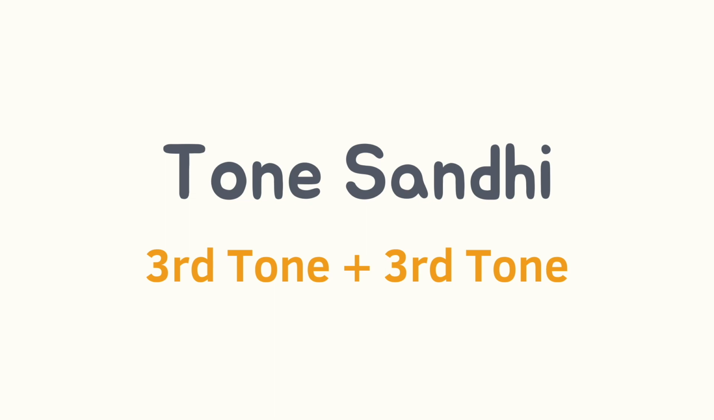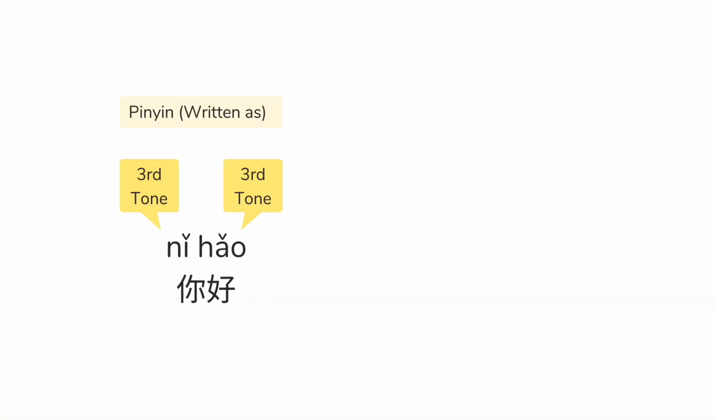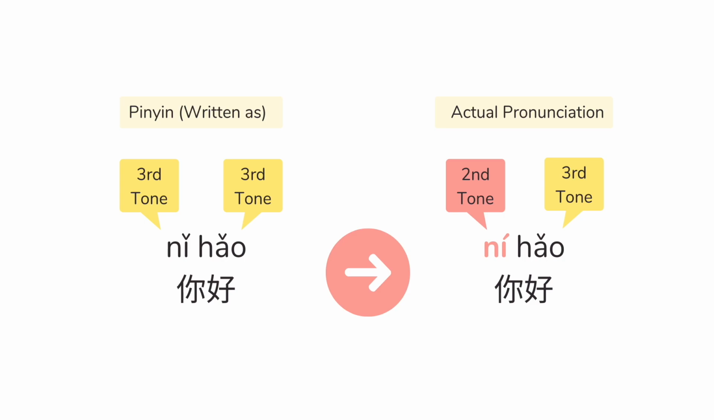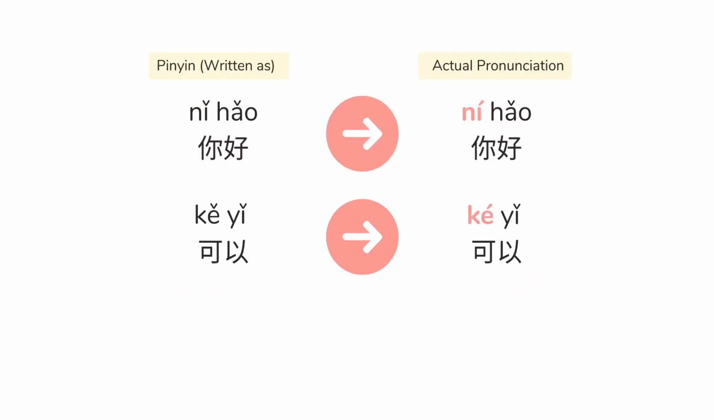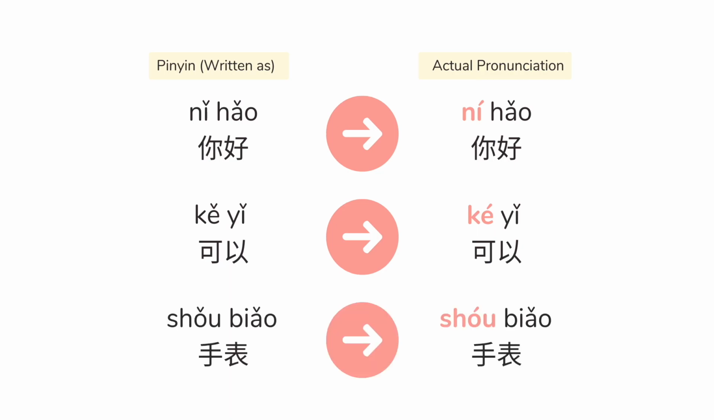When you see 2 third tones together, the first third tone becomes a second tone. Instead of saying 你好, we say 你好. Instead of 可以, we say 可以. Instead of 手表, we say 手表. Keep this tone change in mind as this change is often not labeled.